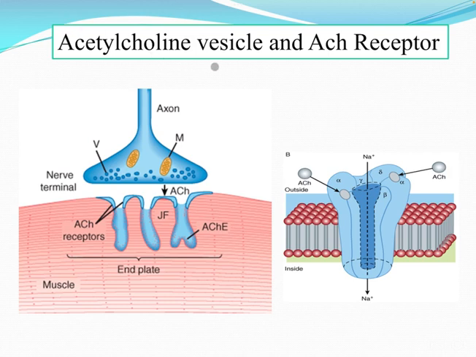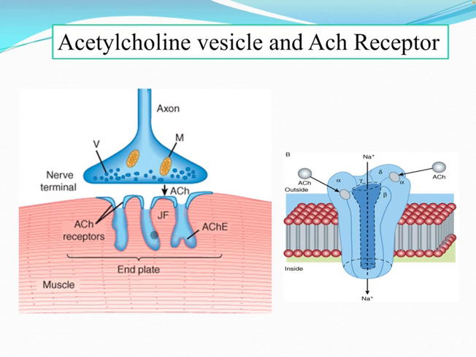Acetylcholine vesicle and acetylcholine receptor. Vesicles are synthesized in the cell body and move in axoplasm to the nerve terminals via the microtubular highway system. Acetylcholine is synthesized in the nerve terminal and taken up by these vesicles. The release of acetylcholine is said to be quantal release. After release, the vesicles are recovered by the nerve terminal and then refilled.